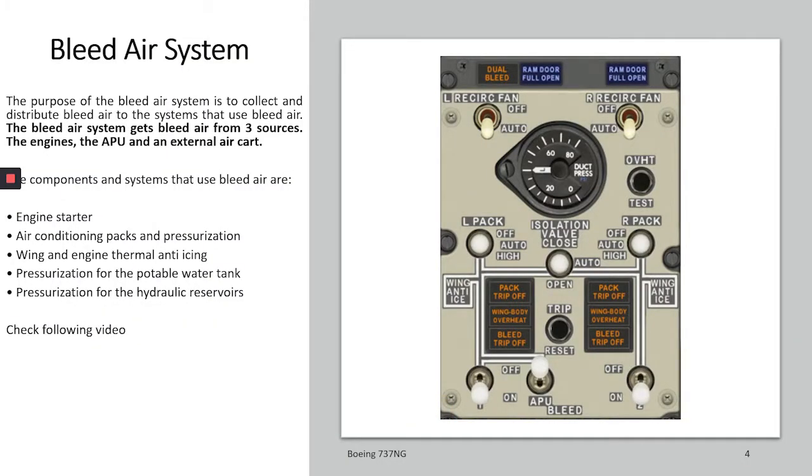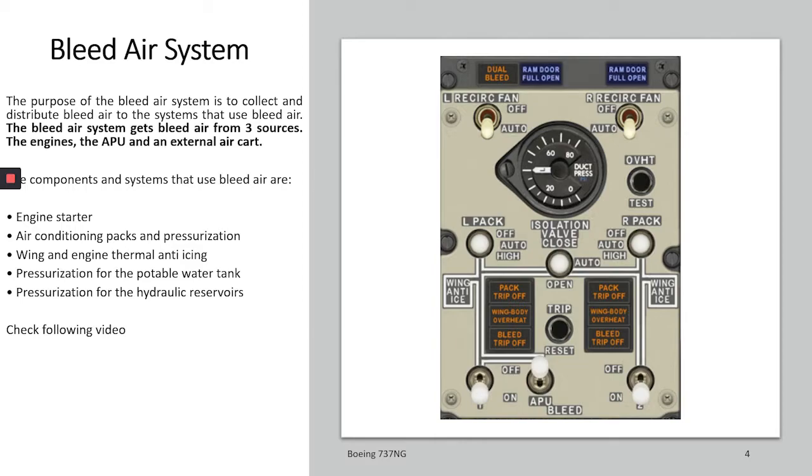Now we start with the system, and the purpose of the bleed air system is to collect and distribute bleed air to the systems that use bleed air. The bleed air system gets bleed air from 3 sources: the engines, the APU, and an external air cart. The components and systems that use bleed air are the engine starter, air conditioning packs and pressurization, wing and engine thermal anti-icing, pressurization for the potable water tank, and pressurization for the hydraulic reservoirs.